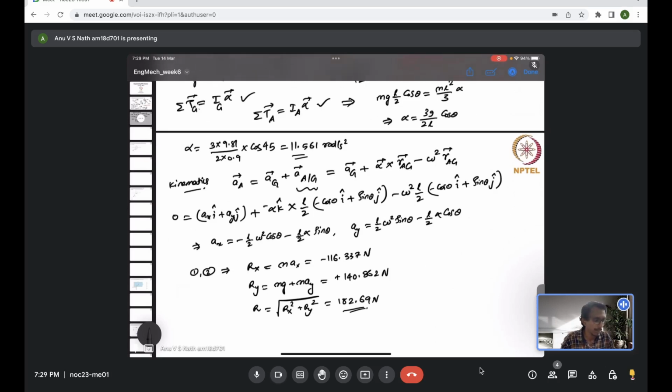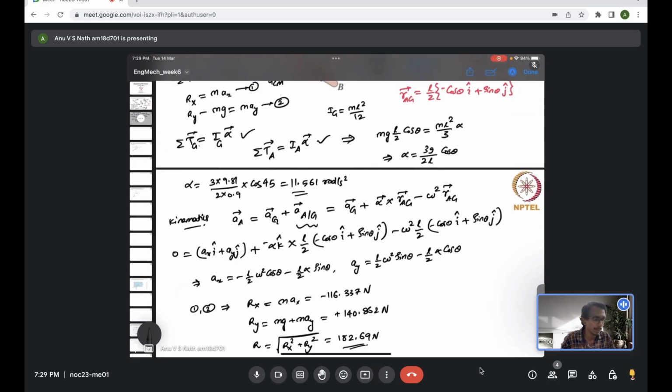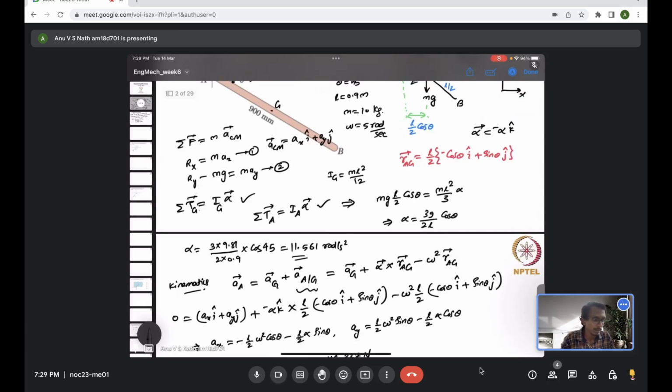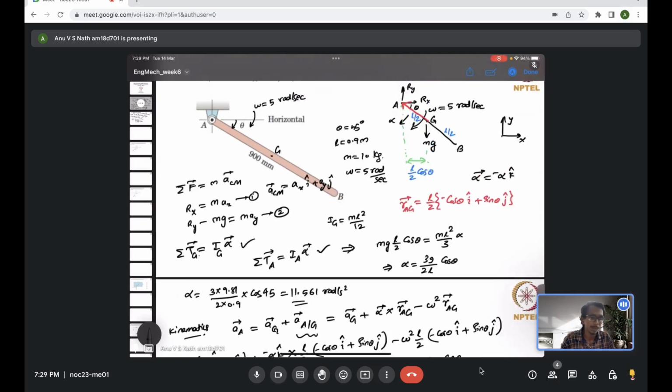I hope I conveyed the way to solve this problem. I insist you try this out by taking the moment about the center of mass instead of the fixed point A. But remember, right now we got alpha explicitly when we solved the moment equation, because when you take the moment about the point A, the unknown forces Rx and Ry pass through the point A, so their moment does not appear in that moment equation.